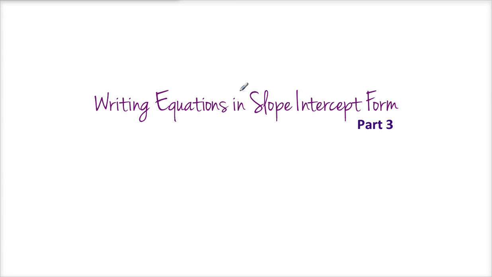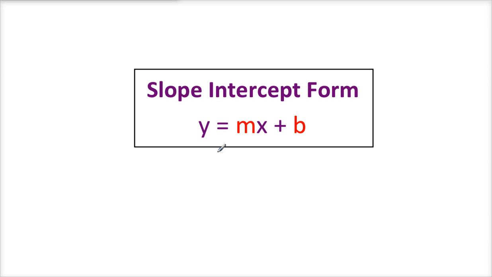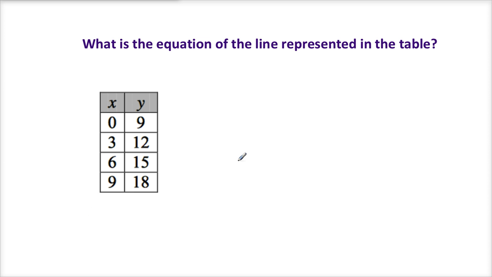This is the last lesson video on writing equations in slope-intercept form. So remind yourself of what slope-intercept form is. This is the equation for any straight line. If we know the slope of a line and we know the y-intercept, then we can write the equation for any line.